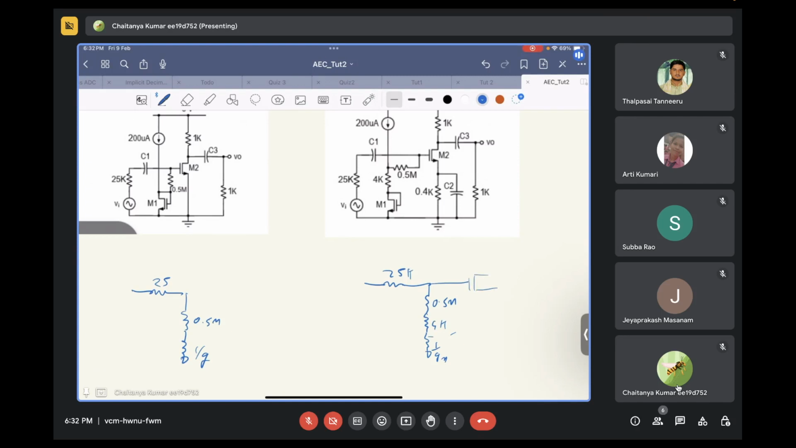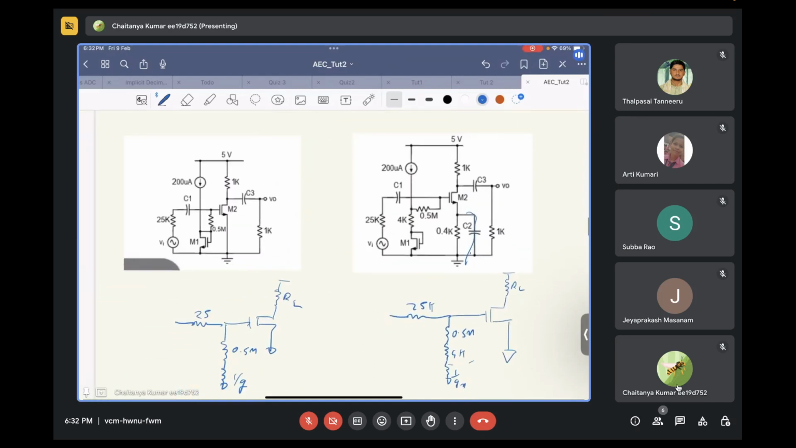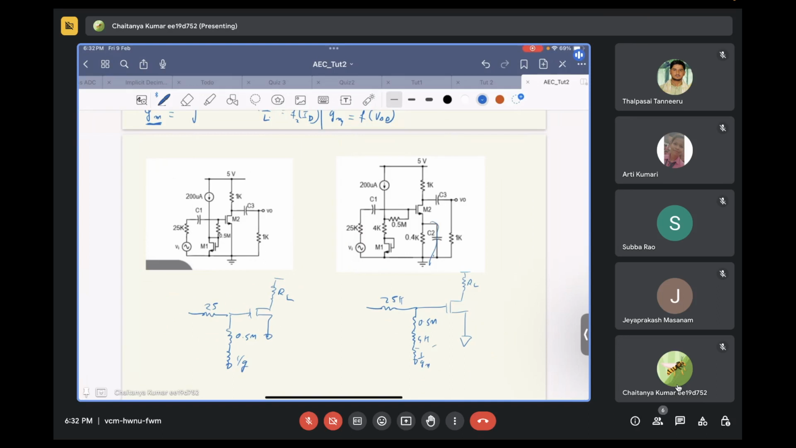In the common source side also, this C2 will get biased, so there is nothing to it, and you will have some value of RL, and here also some value of RL. So as far as your common source small signal is concerned, both the circuits have the same equivalents. Is this clear?